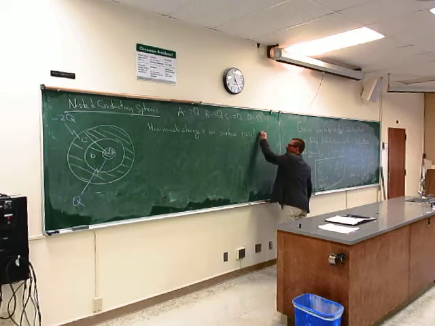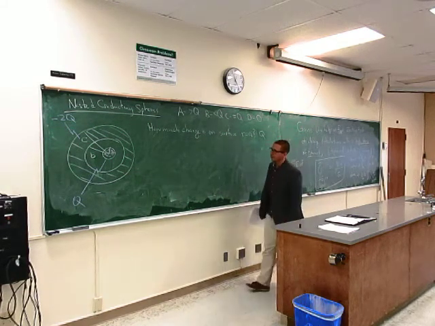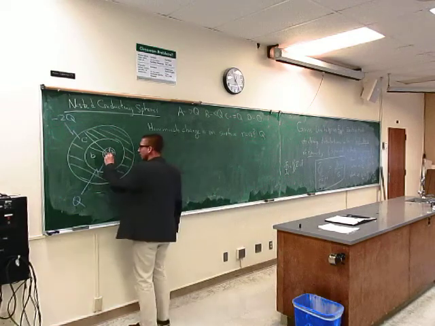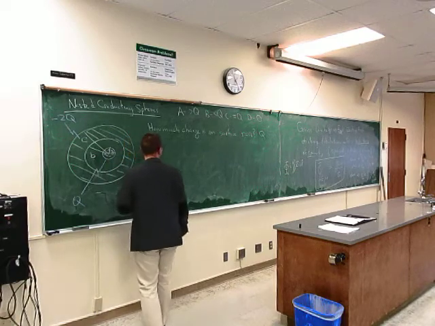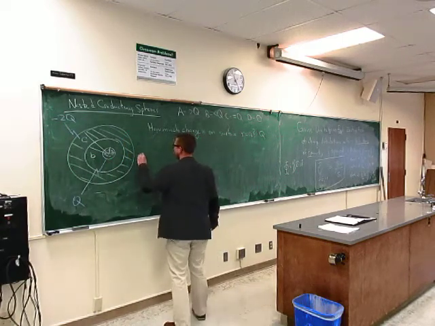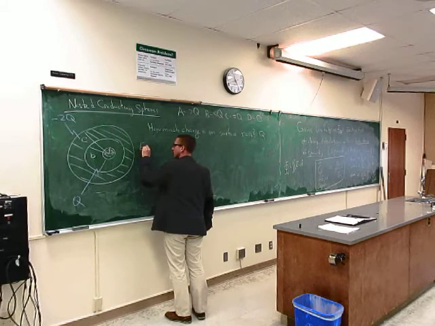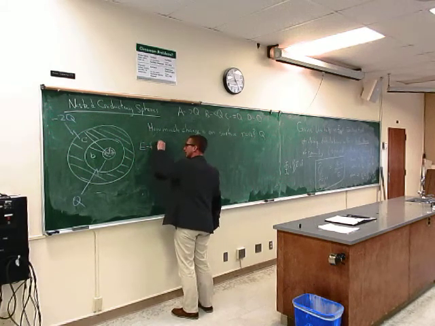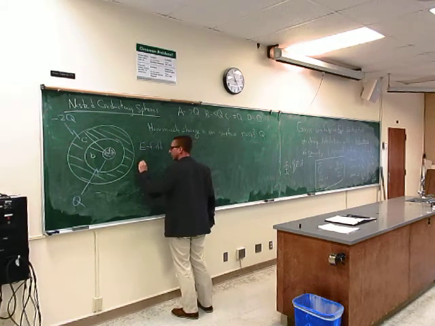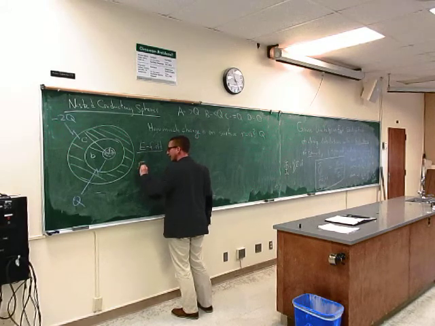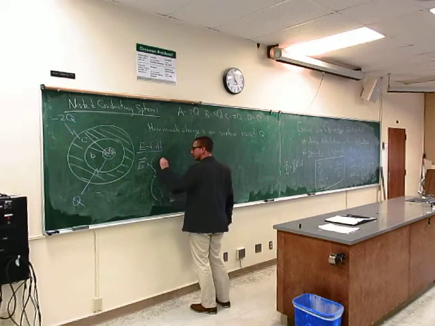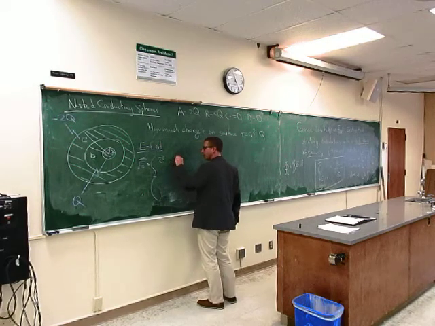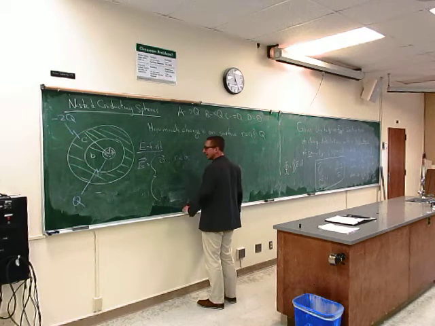Now, Q is the charge on the inner sphere, but the electric field inside this conductor is zero. So I can write the E field here: E is equal to 0 anytime your radius is less than A.